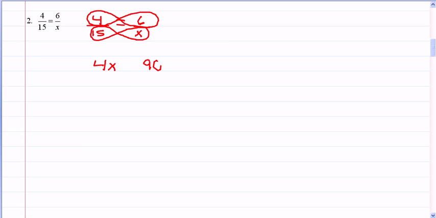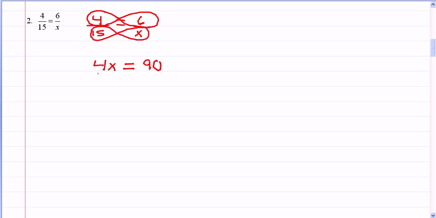For number 2, 4 over 15 equals 6 over x. So I'm going to start with this diagonal on this example because this diagonal has the x, and I multiply 4 times x is 4x, and then I take this diagonal, 6 times 15 is 90. I place an equal sign in between, and now my fraction is gone.